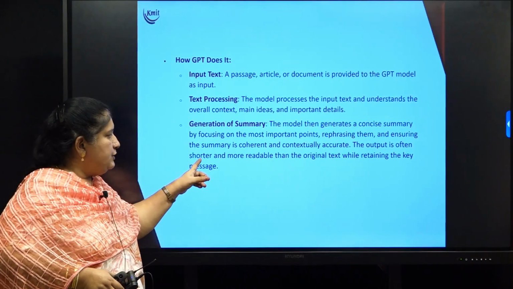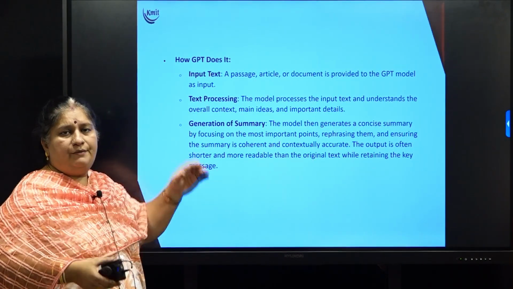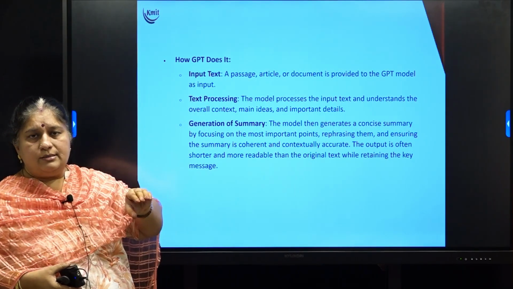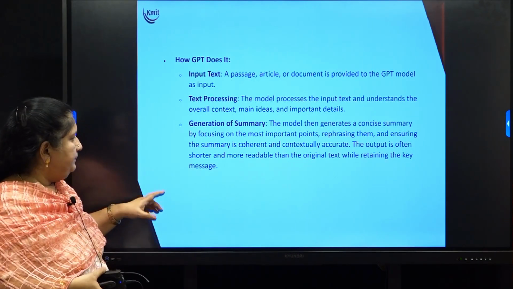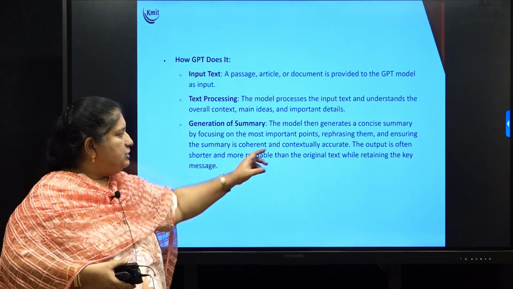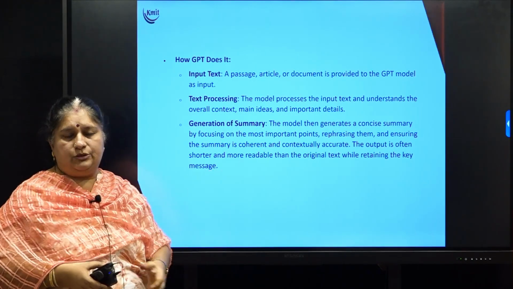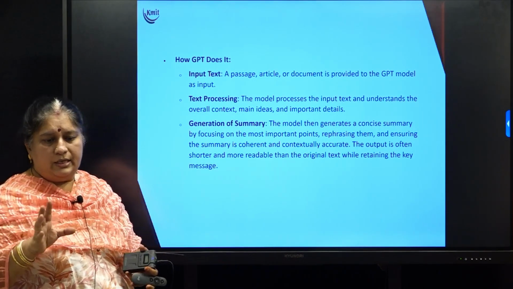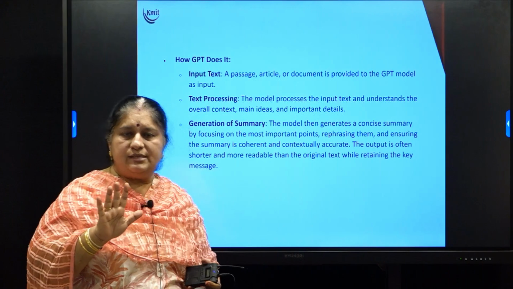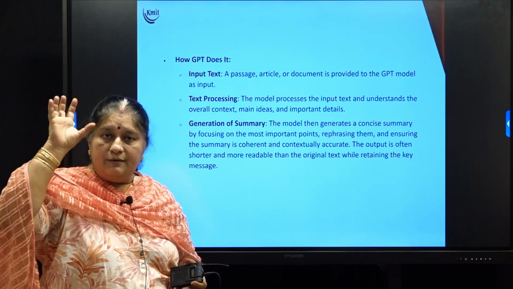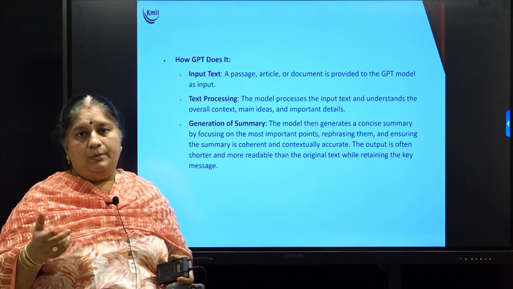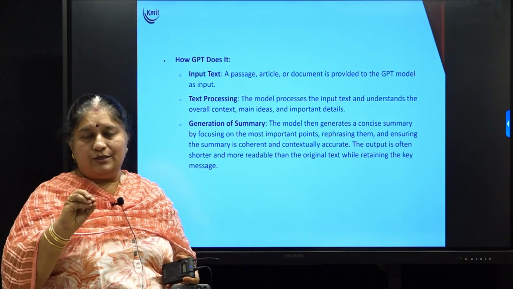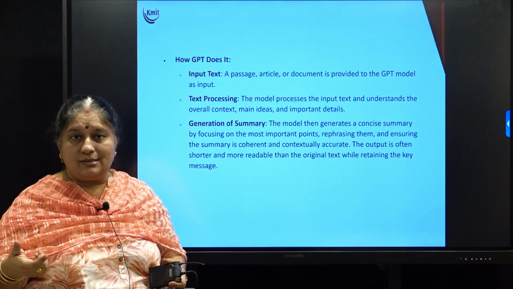The output is often shorter naturally because you have a huge text and you are trying to generate the summary. From the huge text, the summary will definitely be shorter and more readable than the original text while retaining the key message. This is what we generally do in exams, right? Suppose a particular concept is explained in 5 pages in the textbook. Do we write exactly 5 pages in the answer? Maybe not. I definitely don't write that many pages. I try to put it in a shorter version and write depending on the marks, right?